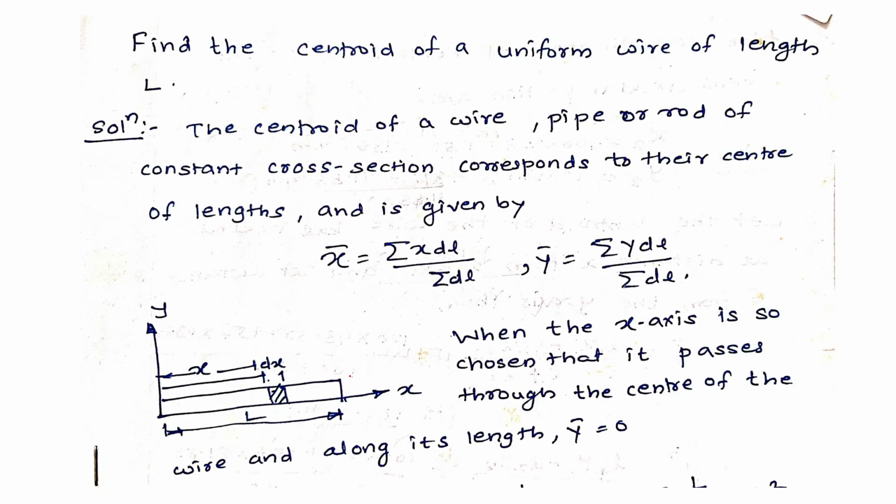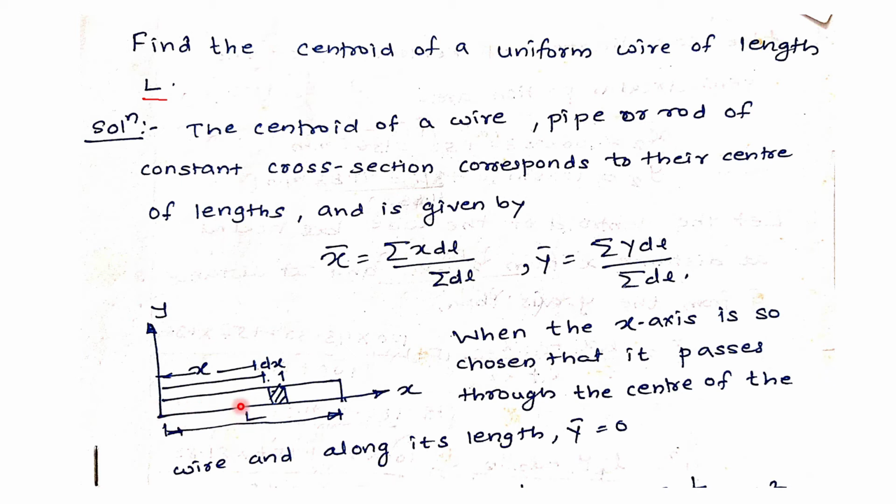Now let us try to find out the centroid of a uniform wire of length L. When we say a uniform wire of length L, and we are neglecting its cross-sectional area, it becomes a problem of one dimension. So the centroid of a wire, pipe or rod of constant cross section corresponds to the center of its length.